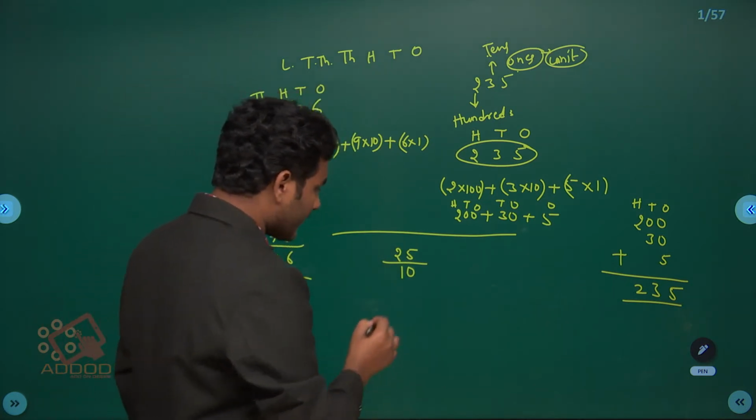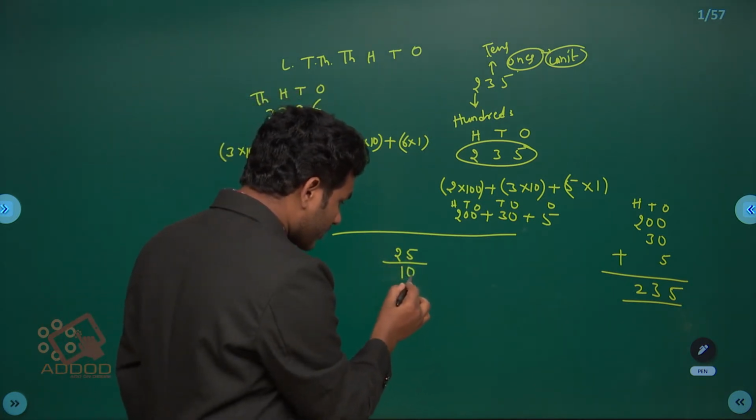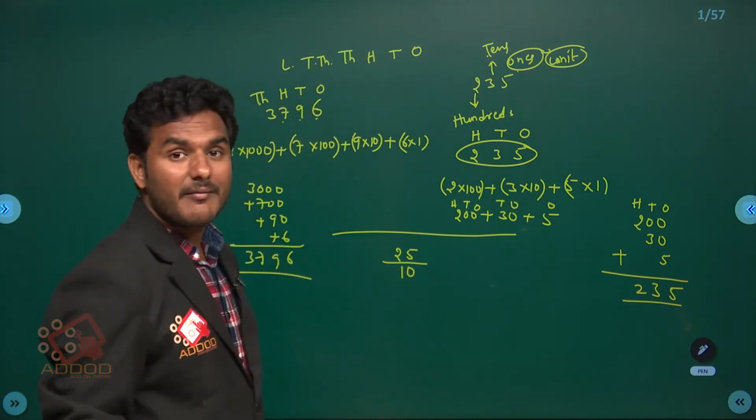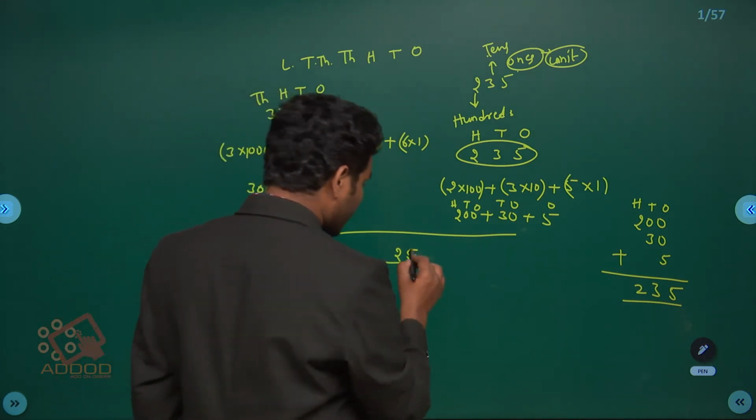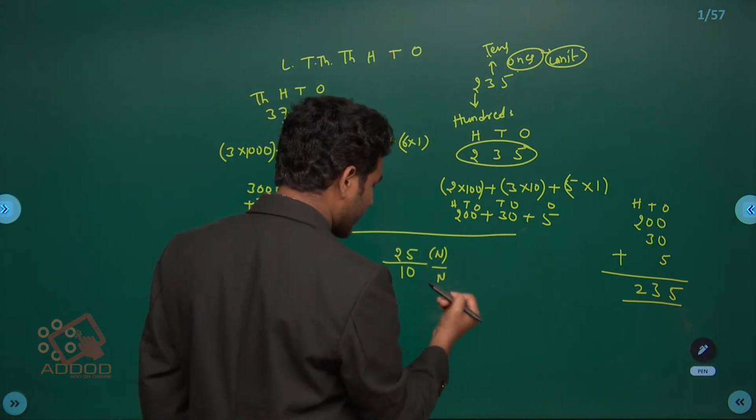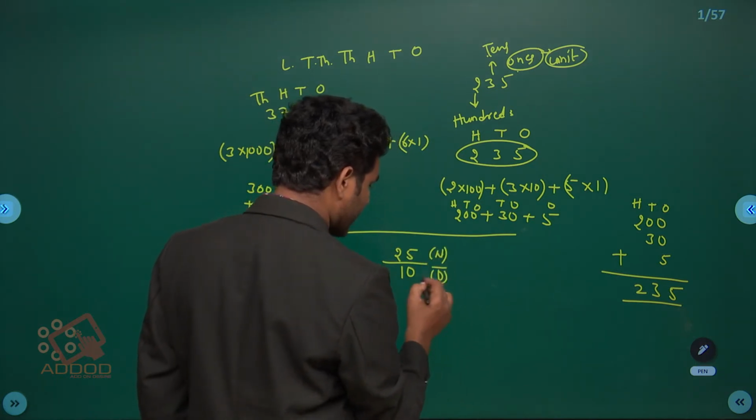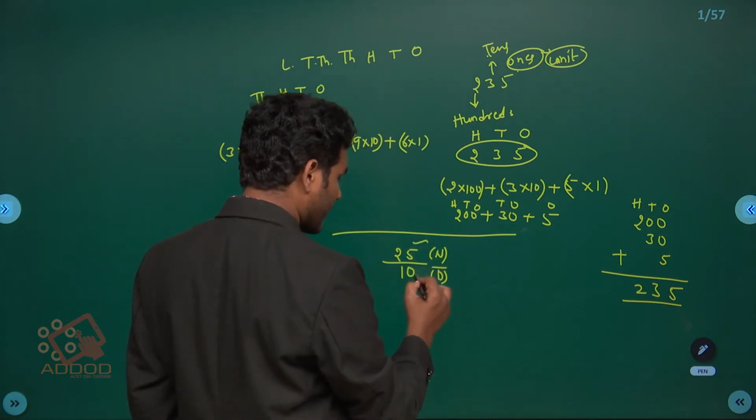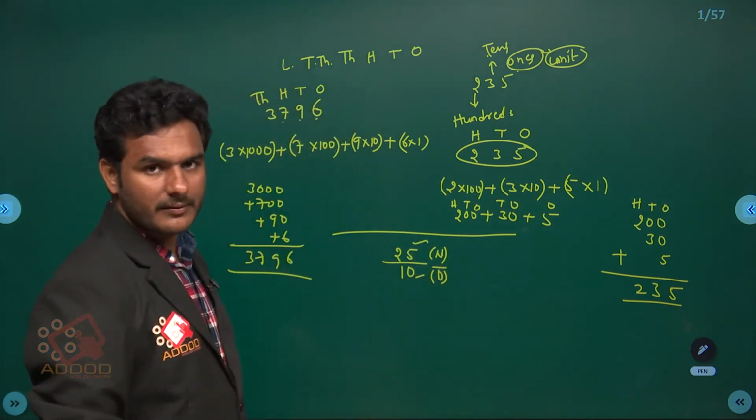So 25 by 10, look here, children, 25 by 10. If you take a fraction like this, this is the numerator and this is the denominator. So here 25 is the numerator and 10 is the denominator.